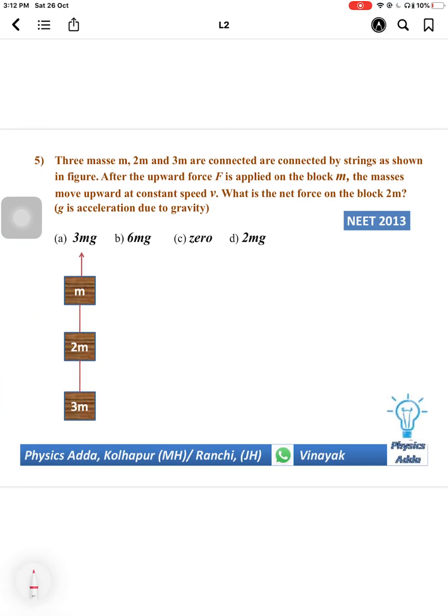Next problem. This is a very easy problem. You can pause the video and type in the problem. So this force is F. F is applied on the block, and we are having three blocks of masses m, 2m and 3m, which are connected by a string.